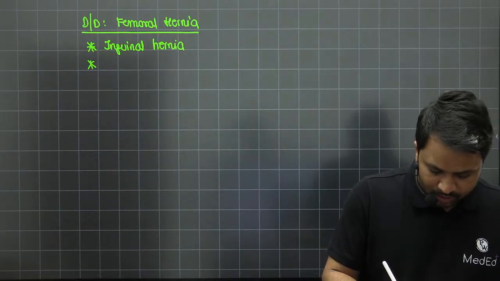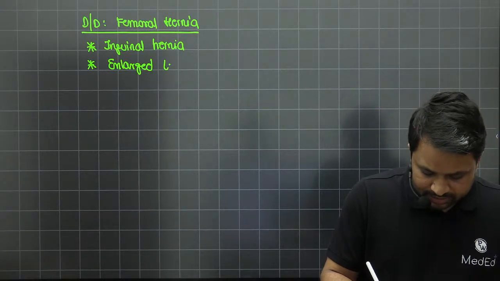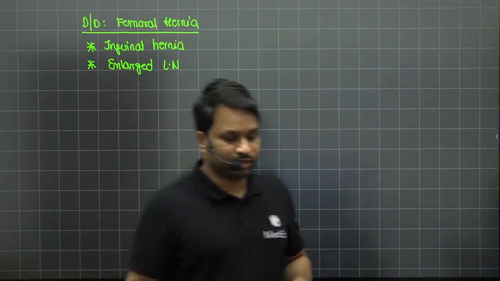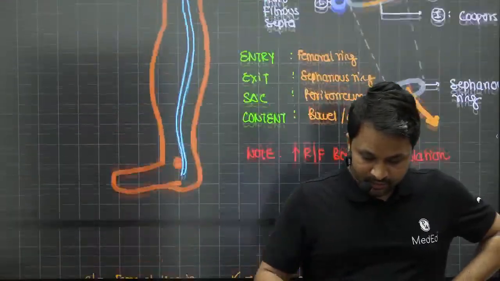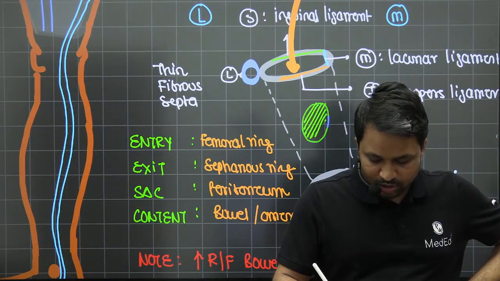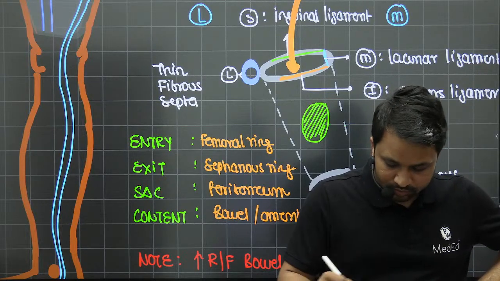Along with that, it can also be enlarged lymph nodes. There's a lymph node that is present inside the femoral canal, and that is called the Lockwood lymph node, right? So the lymph node that is present inside the femoral canal, this is what we call the Lockwood group of lymph nodes, or the Lockwood lymph node.